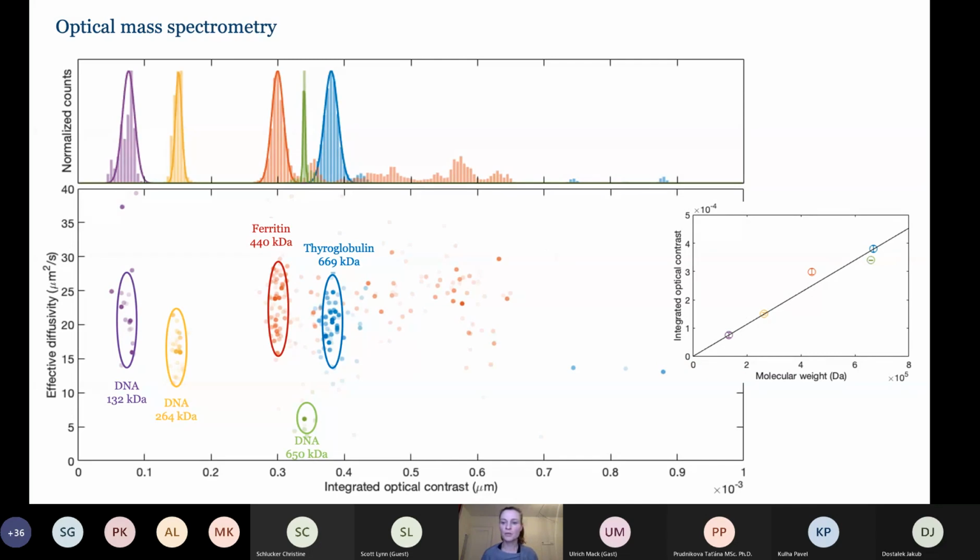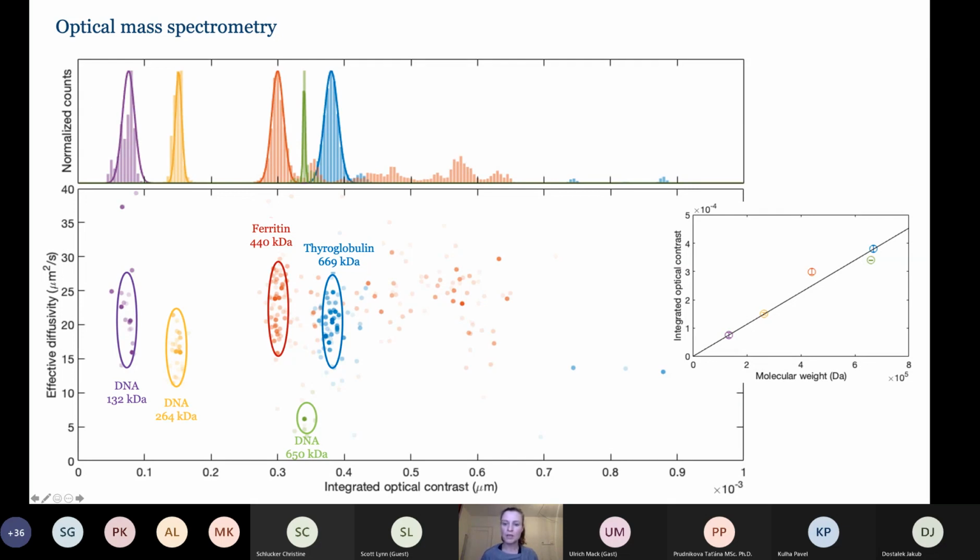So here is a collection of measurements of different molecules, like 3 short DNAs and 2 proteins. Each point in the graph corresponds to a combination of values of optical contrast and diffusivity pertinent to every single molecule that was detected. For every type of molecule, we can see a distinct population with optical contrast that linearly increases with molecular weight.